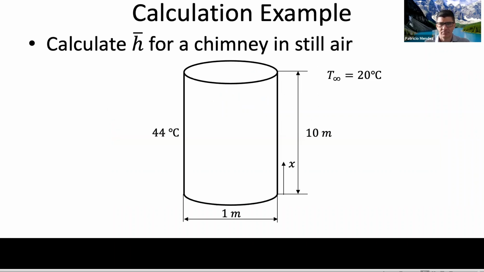So our favorite, chimneys. Let's say that we want to calculate the convection coefficient h for a chimney in still air. Let's say that the chimney is at 44 degrees C and it's surrounded by air at 20 degrees C. Let's say that the chimney is 10 meters in height and 1 meter in diameter. So this definitely is not to scale. X is 0 at the base and moves up, because the leading edge for natural convection is what is at the bottom in this case.